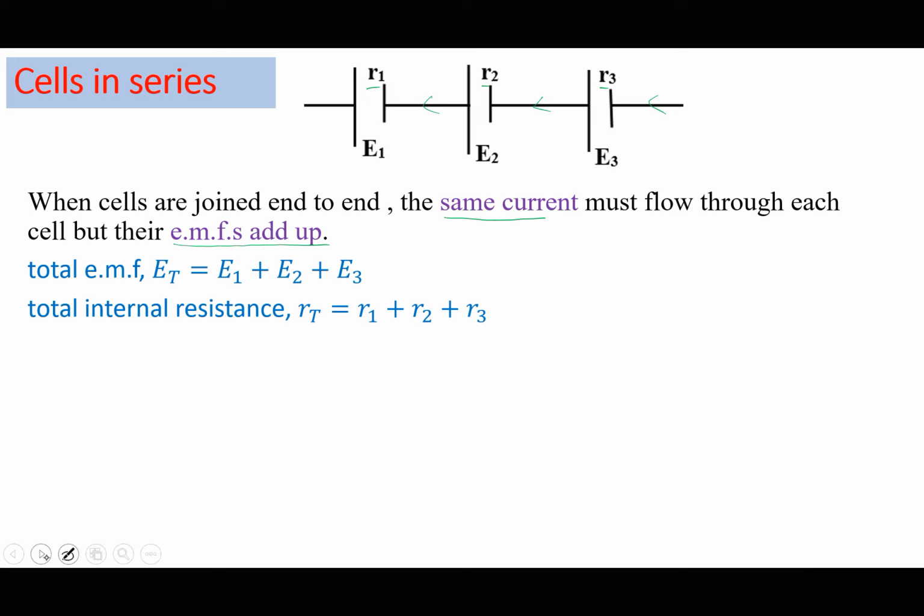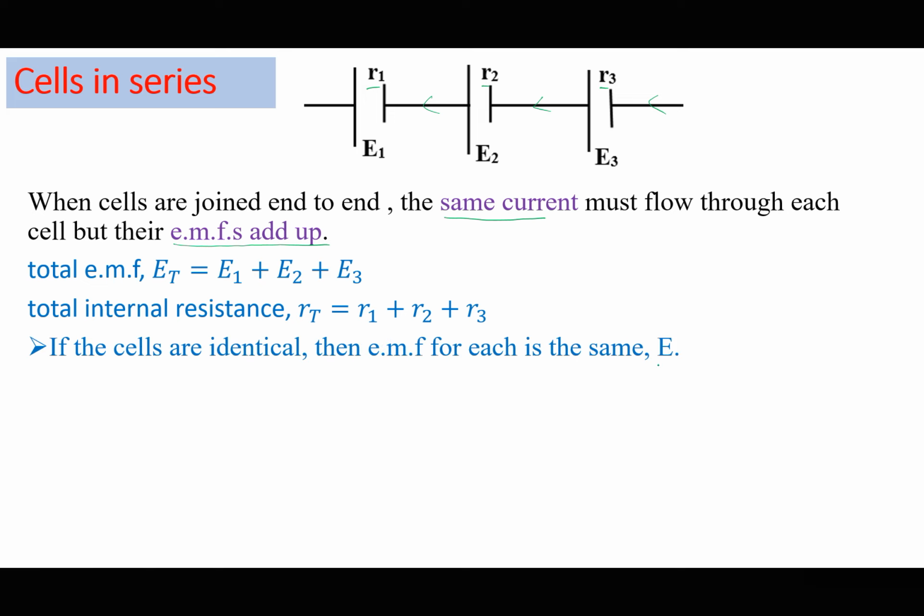If these cells were identical, so that each has EMF E and each has internal resistance small r, in that case the total EMF is going to be 3E, and the total internal resistance is going to be 3r.